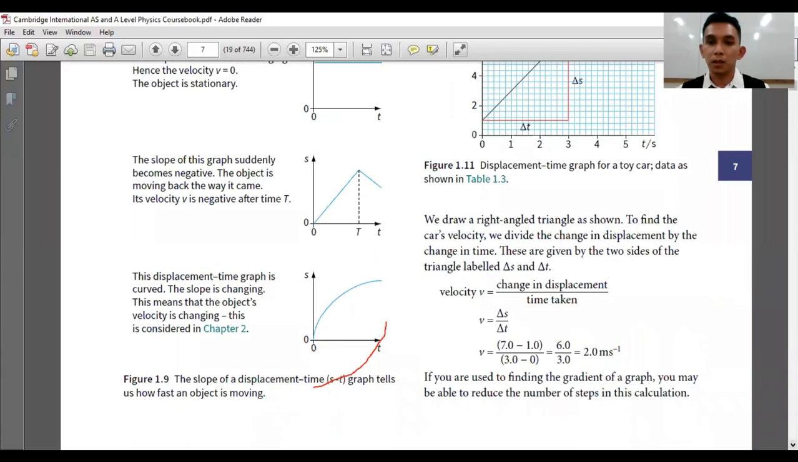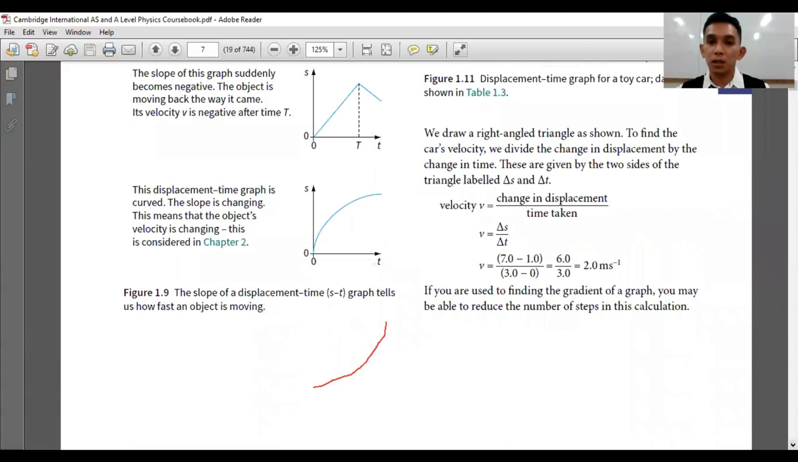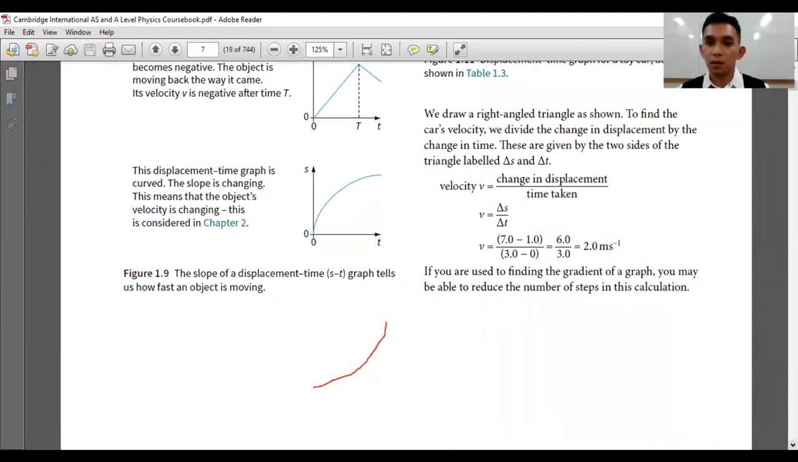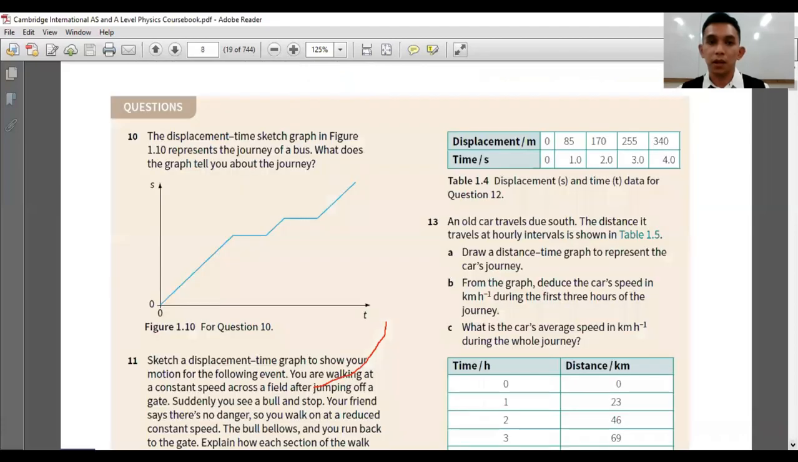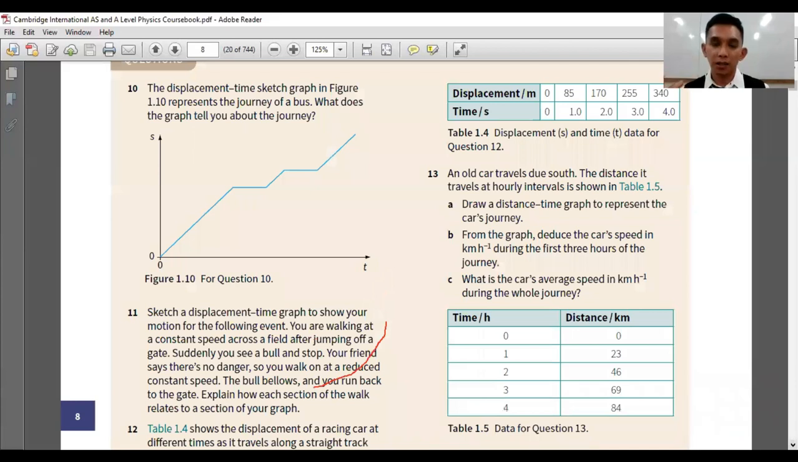With this one, just the common calculations. For velocity, velocity is equal to delta S over T. You have known that. Okay, now let's check your comprehension for today by doing questions number 10, 11, and also 12.